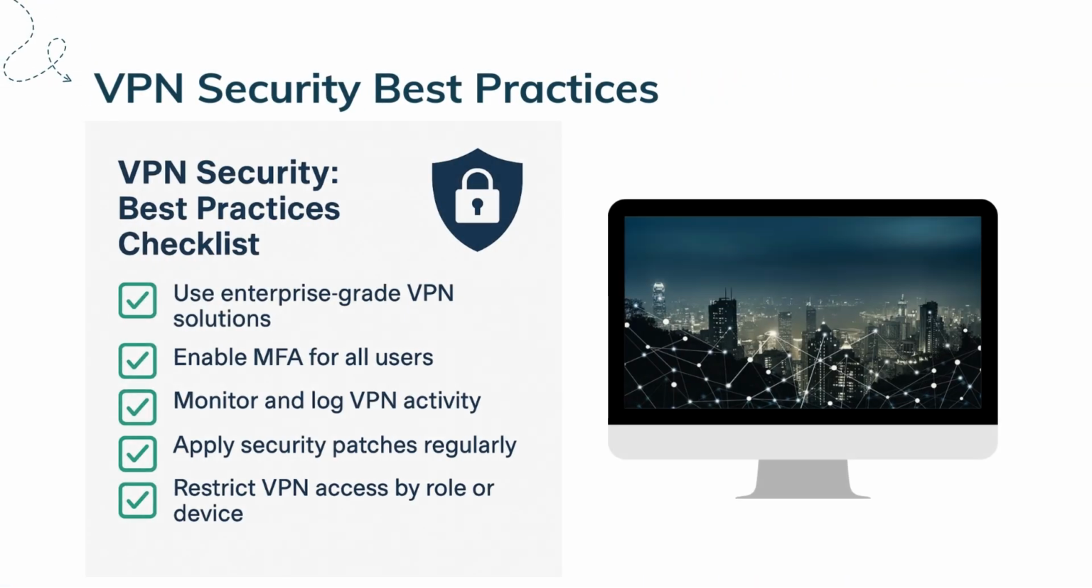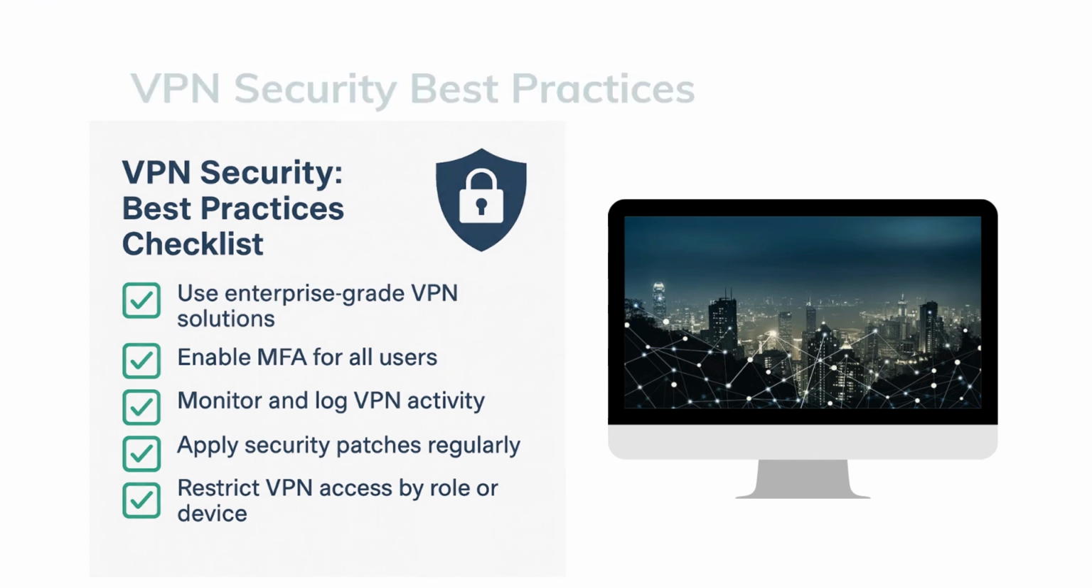If you want a quick reference, here's a best practices checklist. First, use a business-grade VPN. Avoid free or consumer-grade services. Always turn on multi-factor authentication and monitor and log VPN activity to detect suspicious behavior. Make sure you apply patches to keep the system secure. And finally, control access. Only approved users and devices should be allowed to connect. These practices help keep your VPN setup safe, even as your team works from different locations.